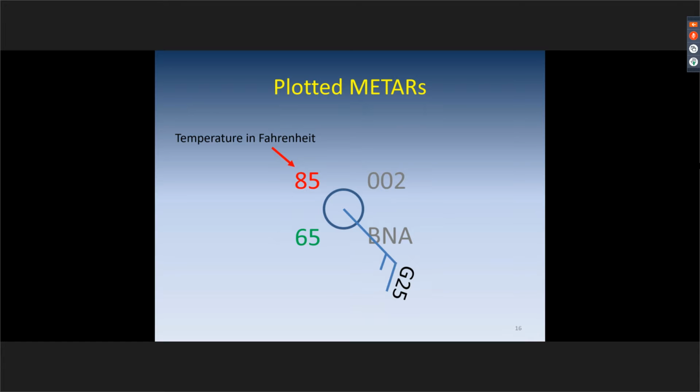So let's start up in the top left-hand corner. The first one that you're looking at is the temperature in Fahrenheit. That's up in the top left-hand corner, and that's in red. Now remember, in the raw METAR, that's done in Celsius. Here in the plotted METAR, it's automatically converted over into Fahrenheit for you.